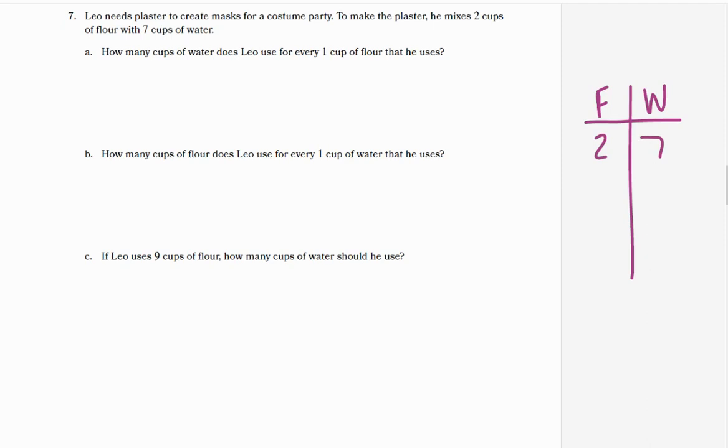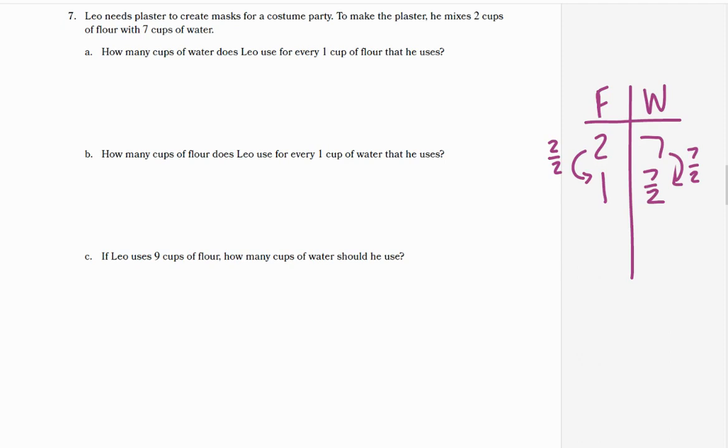Then letter A says how many cups of water does Leo use for 1 cup of flour? So what I need to think about is how do I go from 2 cups of flour to 1 cup of flour? In order to do that, I do 2 divided by 2. So on the other side, I'm going to follow the same steps. I'm going to start with 7 from the top row, and I'm going to divide by the same number. 7 divided by 2. That's an improper fraction. That's what I'm going to leave in my table.